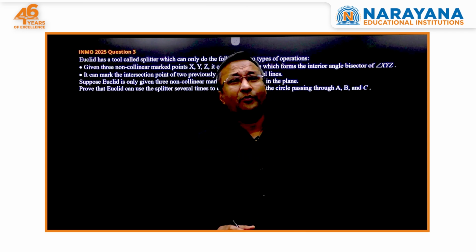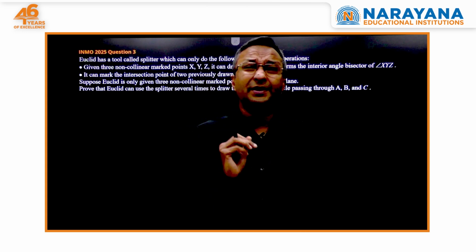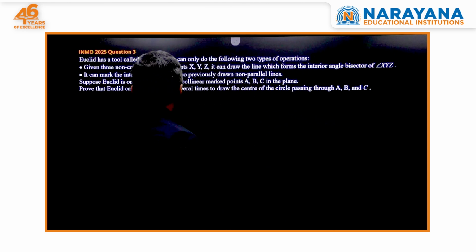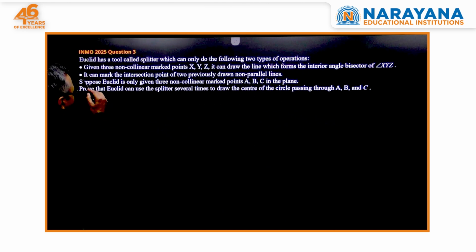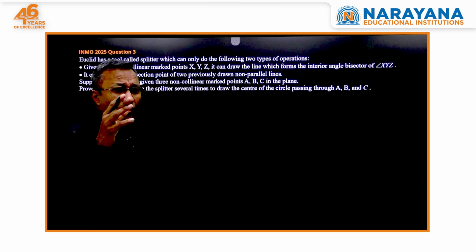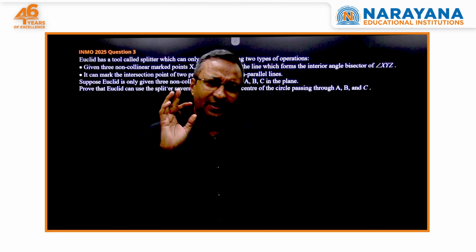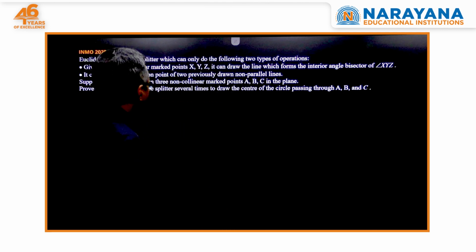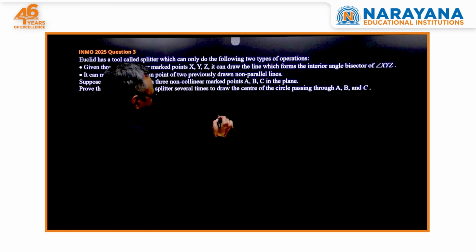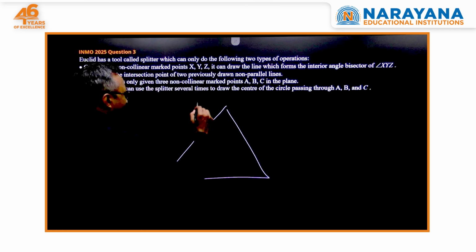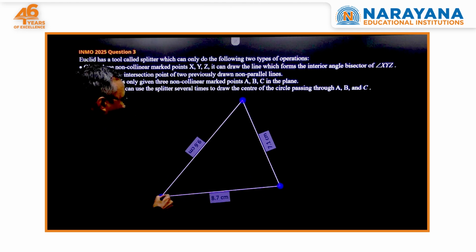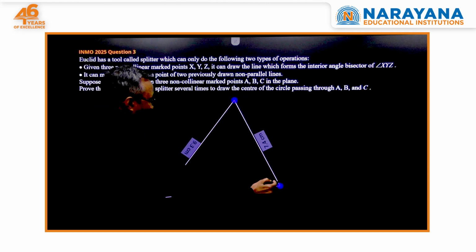So if you want to form an exterior angle bisector, the indication is that you will have to somehow mark a point and then get the exterior angle bisector. The second is, it can mark the point of intersection of two previously drawn non-parallel lines. So if there are two non-parallel lines, you can get the point of intersection. Nothing else is given. The question here is, suppose given three non-collinear marked points A, B, C, that means I have a triangle ABC and I am supposed to get the circumcenter of this particular triangle using this tool.